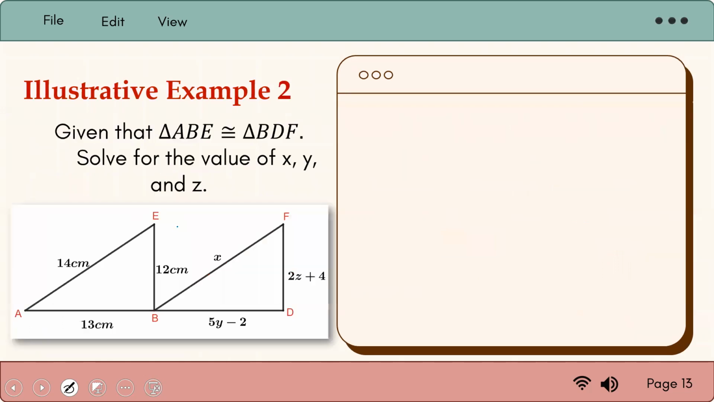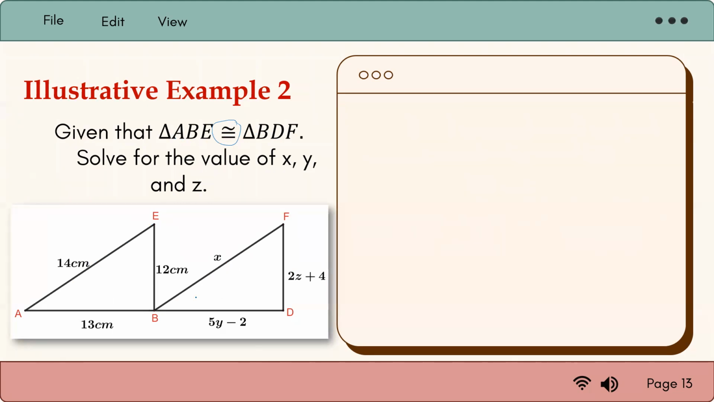No? All right, let's proceed to example number 2. We have two congruent triangles, which are triangle ABE and triangle BDF. Take note of the symbol. This constitutes two congruents, similar and at the same time equal. So they look the same, but not in every aspect, the angles, the sides. Given here are the sides.